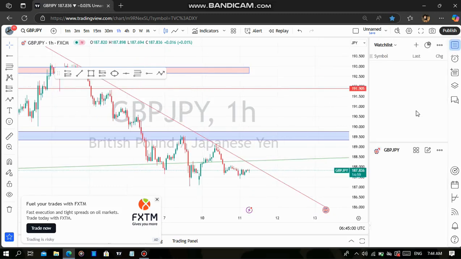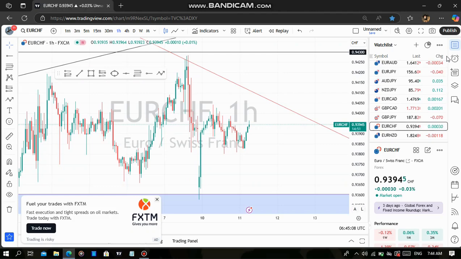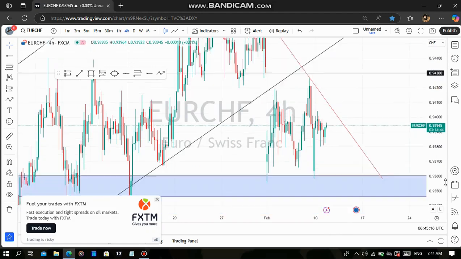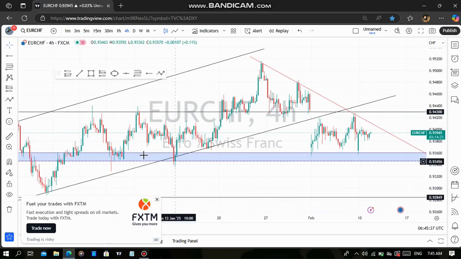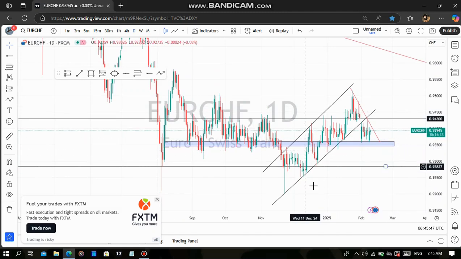So what else do we have? We have the Euro CHF. Let's take it from the H4. Looking at it from the 4-hour time frame, this market has shifted from uptrend now to a downtrend. Let's switch to daily and see. Very good. Can we see? This market was on an uptrend for some time. And now we can see that it has moved out of this and is forming a downtrend.